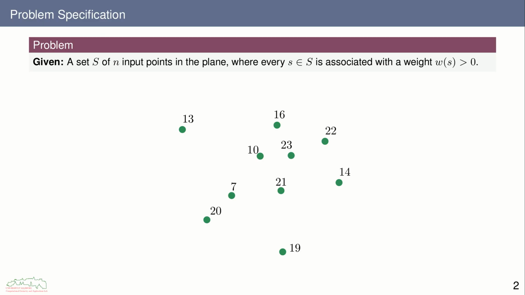I want to start with a brief problem specification. We are given a set capital S of n input points in the plane, which we will refer to as sites, where every lowercase s in capital S is associated with a strictly positive real-valued weight W of S. An example of such a set of input sites can be seen down here, in which the site locations are highlighted in green, and the corresponding weights are just written next to their respective sites.